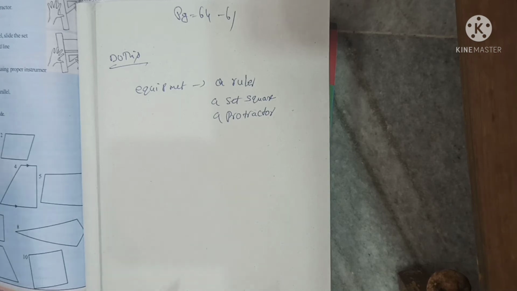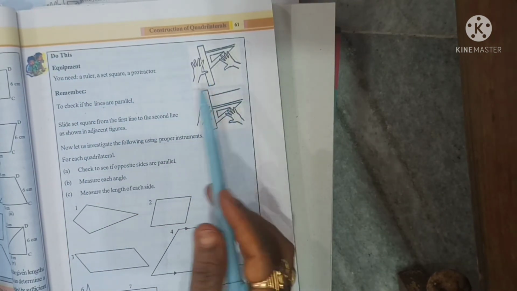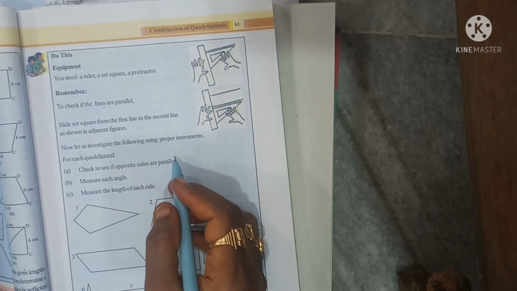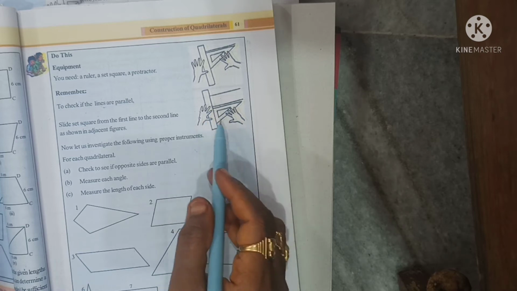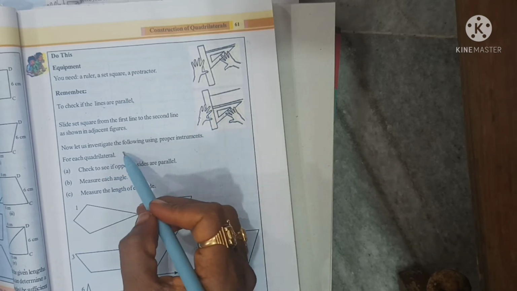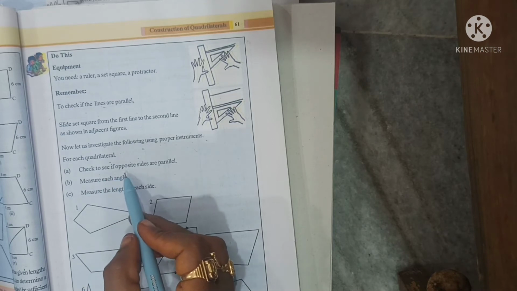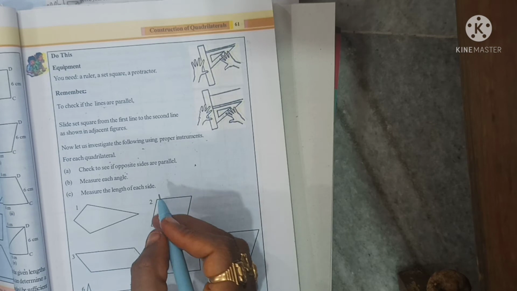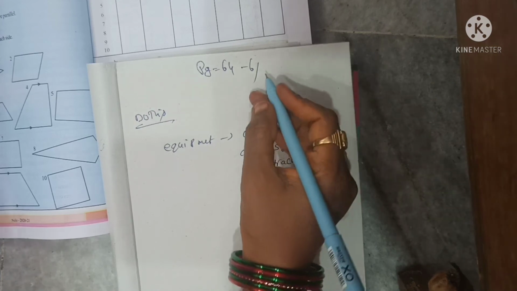Use the ruler, set square and protractor to check whether the lines are parallel. Investigate the following properties of each quadrilateral. First, check if opposite sides are parallel. This is observed and filled in the box. Page number 62 in the old book, 65 in the new book.